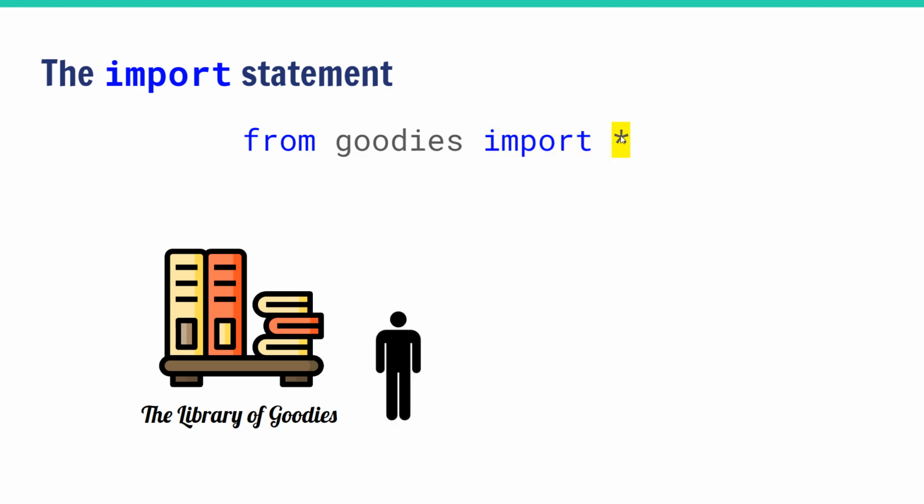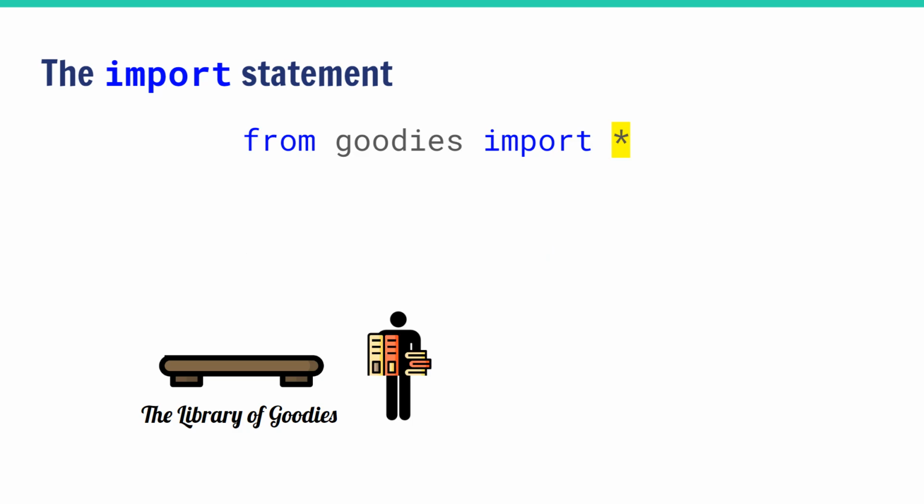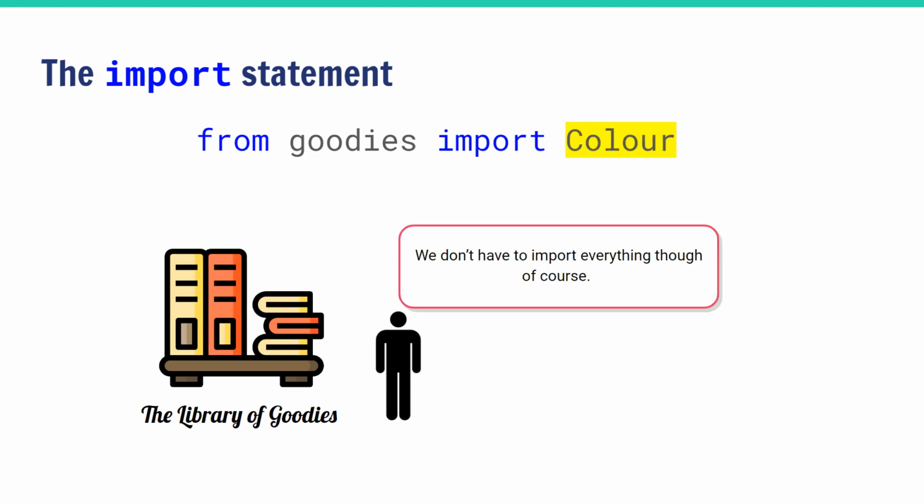Now the star at the end here is saying, give me everything that's in the library. Give me all the books, all the journals, all the magazines, everything. It just makes it a little bit easier because we don't have to differentiate all the different things we need, but it does make our code more bloated than it needs to be. But just to start off with, it's easier just to take everything. That's like grabbing all the books in the library, and now we have access to all those books.